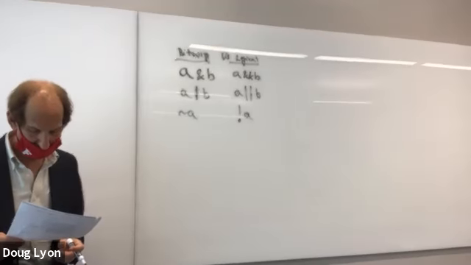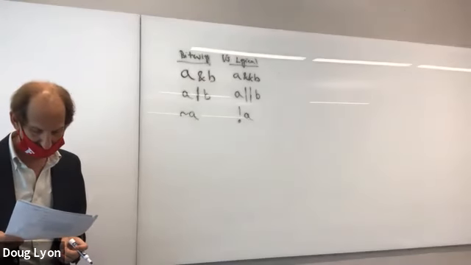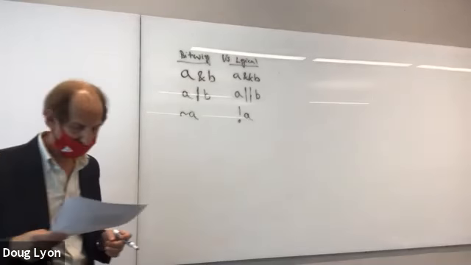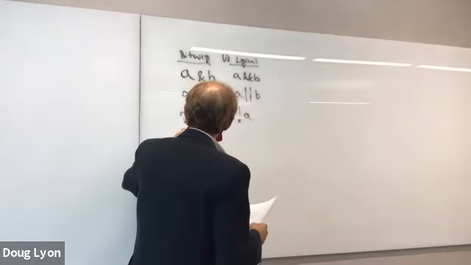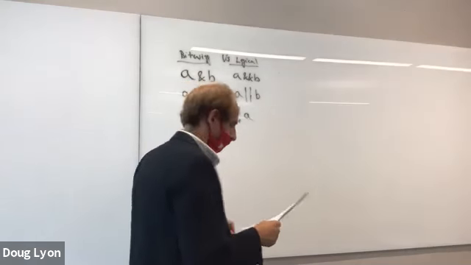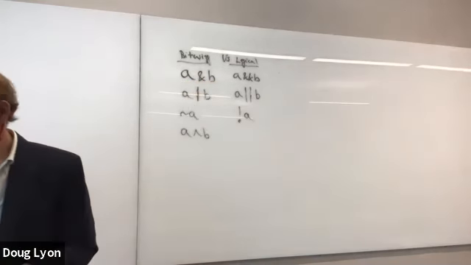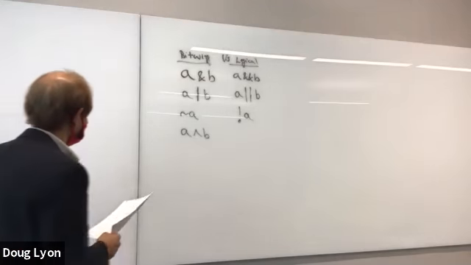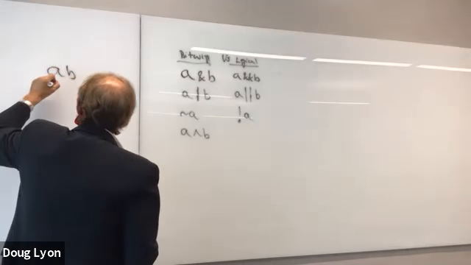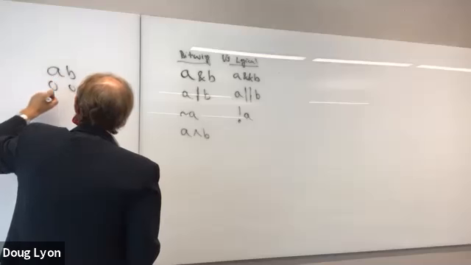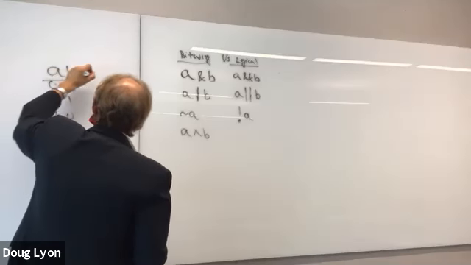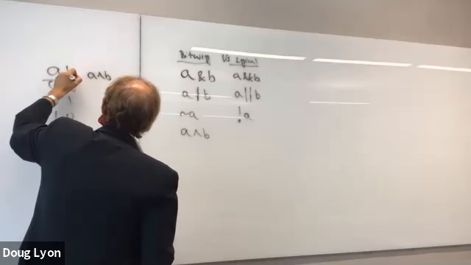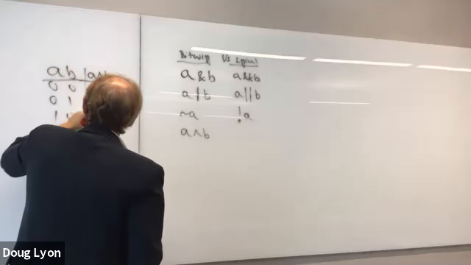Suppose you wanted to say A exclusive OR B. How would you do that in Boolean land? Let's see what A exclusive OR B does. A and B: 0, 0, 0, 1, 1, 0, 1, 1. A exclusive OR B: 0, 1, 1, 0.